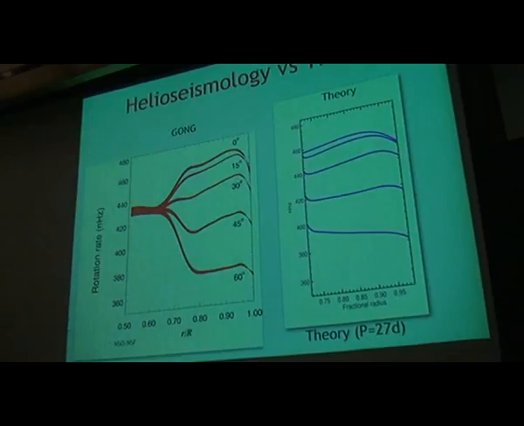Okay, and there's our theory for that too. And one can basically play the same game. And this is the result, which is actually very nice. This is the observed profile again from helioseismology. That's what we get out of the model, which contains rotation, meridional flow, and heat transport.